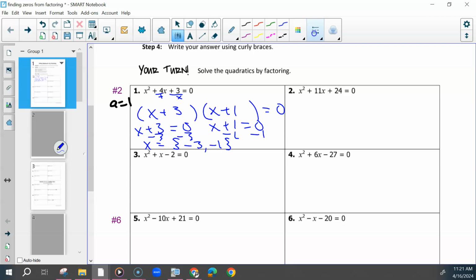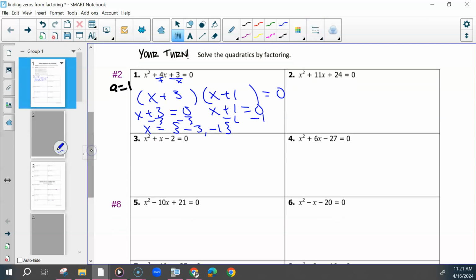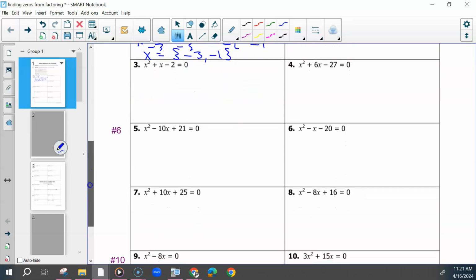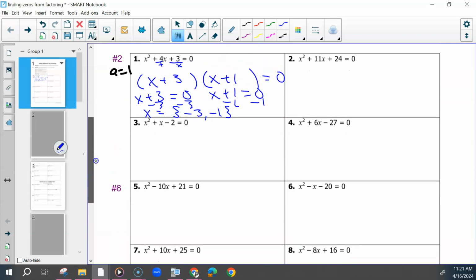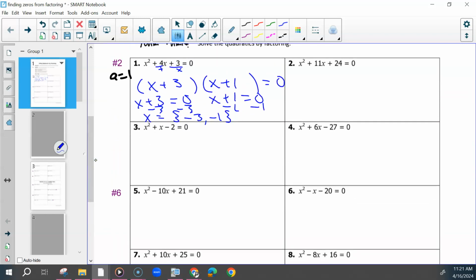Questions on that process before we try some others? I'll let you guys choose which other one we want to do, similar to a equals 1. If we want to see multiple, that's fine. 2 through 8, any of those we want to see, do go over. Have questions on.